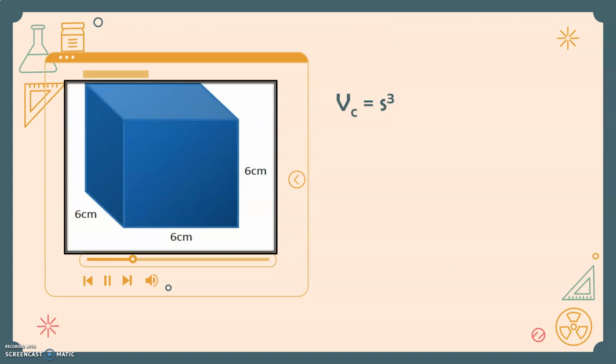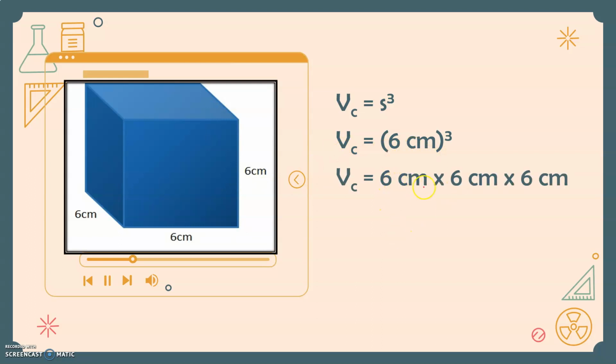Another one, again we are given a cube, so we will use the formula S cubed. Substituting the given dimension here or measurement, which is 6 centimeters, we'll have volume of this cube equals 6 centimeters cubed, and that means 6 centimeters times 6 centimeters times 6 centimeters, which is equal to 216 cubic centimeters.